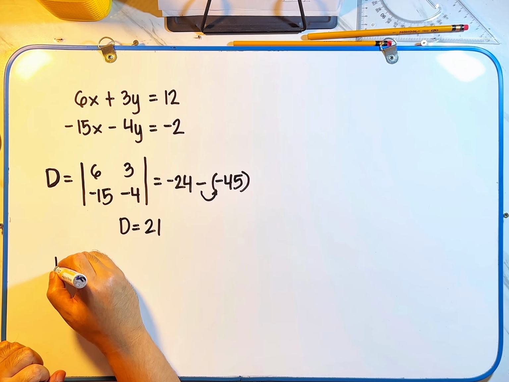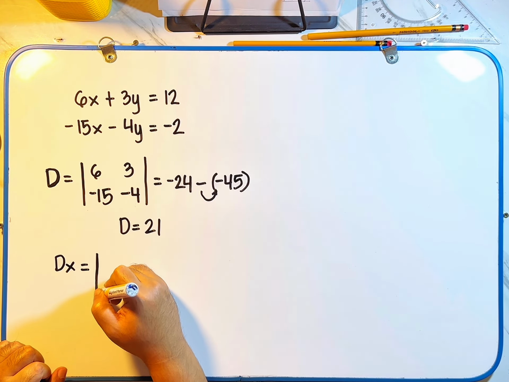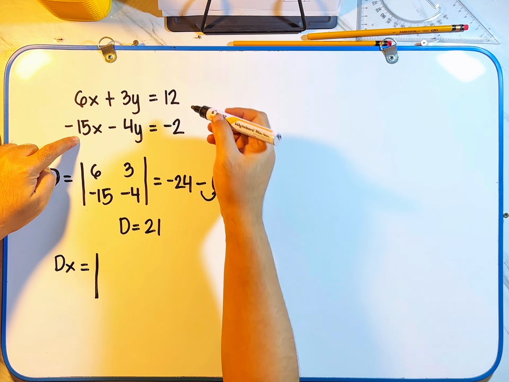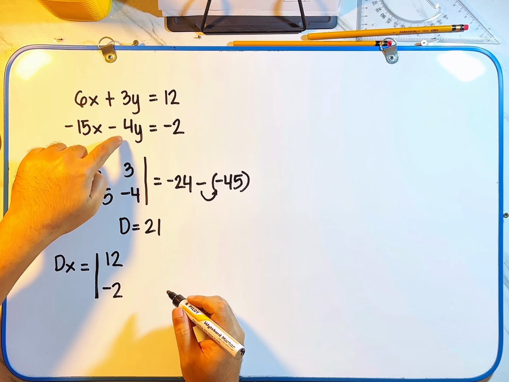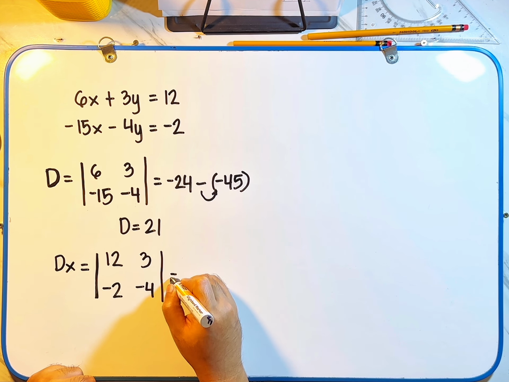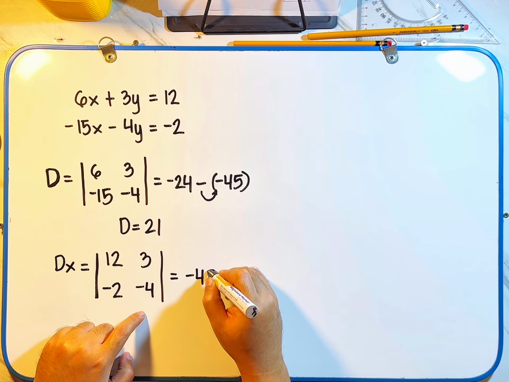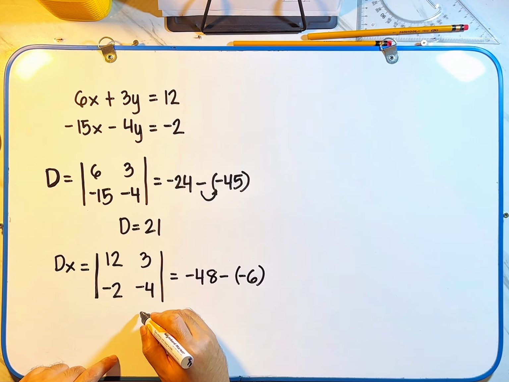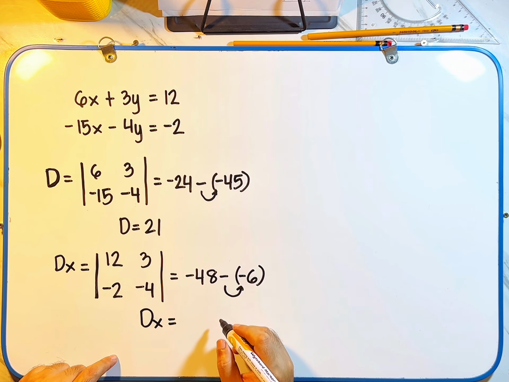Okay, next, solve for dx. For dx, we will replace the coefficients of x. 6, negative 15 will be replaced by 12 and negative 2. 12, negative 2, and then 3, negative 4. Using basket method, 12 times negative 4, that's negative 48. Minus negative 2 times 3, that's negative 6. Dx is equal to negative 48 plus 6, that's negative 42.